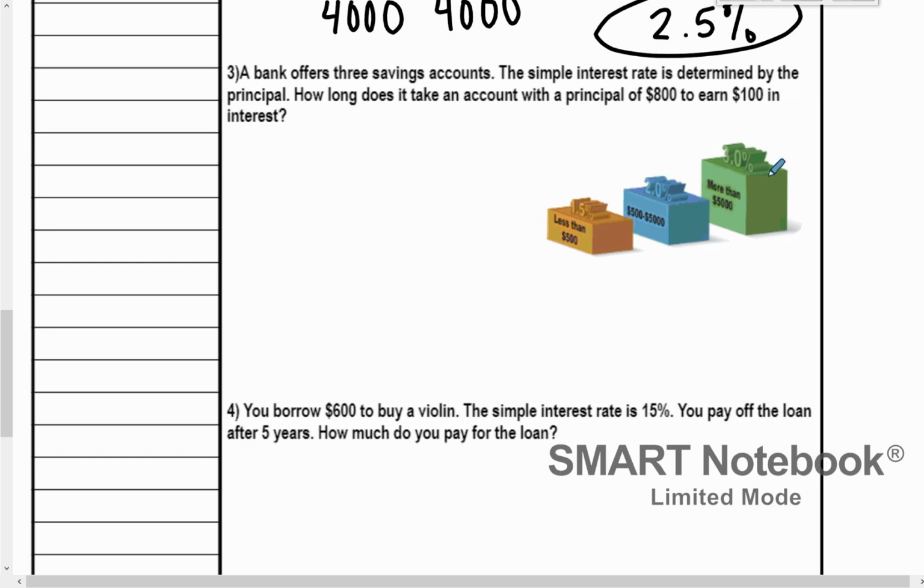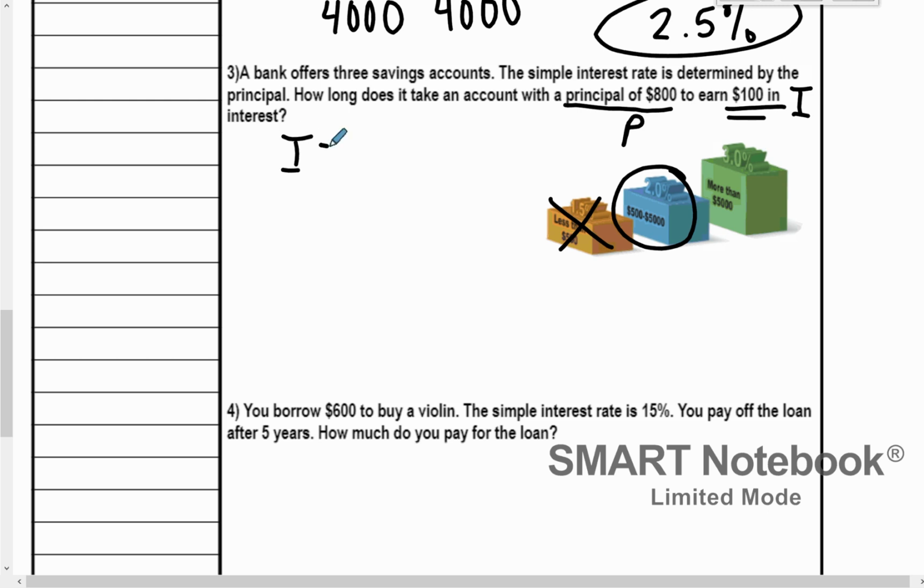Okay, so here are the 3 different types of banking accounts. Simple interest rate is determined by the principal. The principal is $800, and we want to know $100 in interest. So there's our I, there's our P. If we have $800, we're going to use our graphic down here to figure out what our interest rate would be. So less than 500 would not apply. 500 to 5,000. So we have a 2% interest rate. Notice they're kind of getting you to put more money in by giving you higher interest rates.